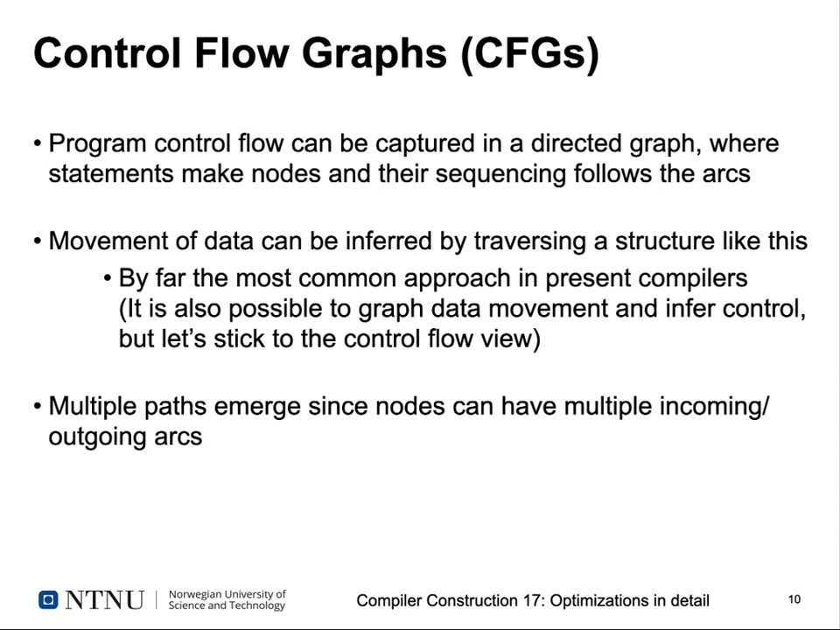Now, in our control flow graph, multiple paths of execution through our program can emerge, since some of the nodes will have multiple incoming and outgoing arcs, so at runtime a decision is taken which of the arcs to take, and we need to consider all of these possibilities at static analysis at compile time.